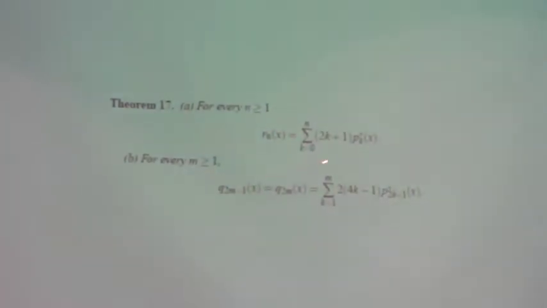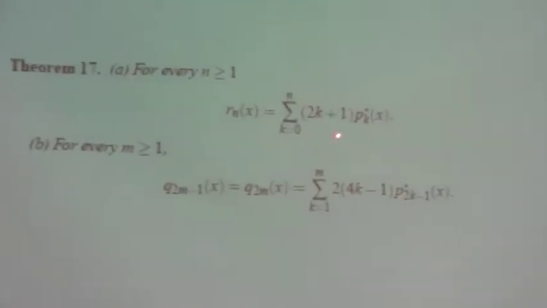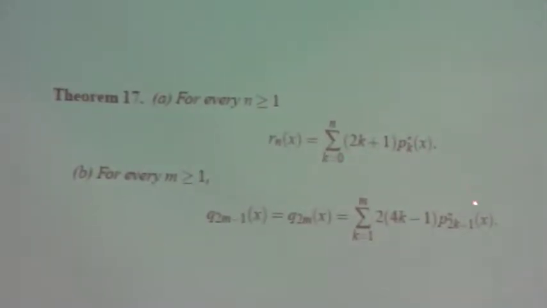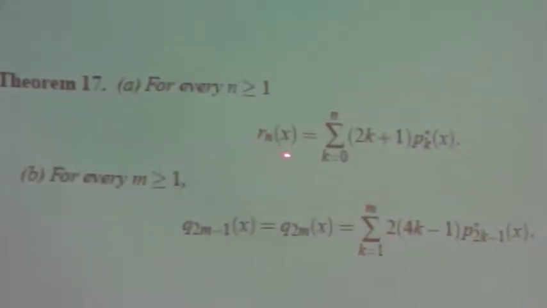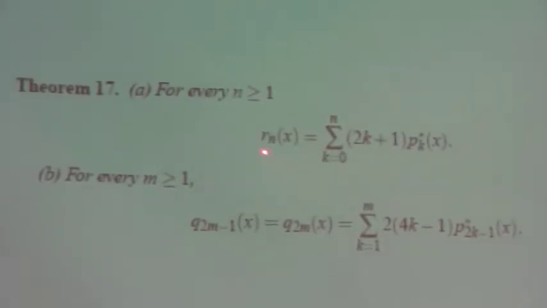So here's the next theorem. Our mysterious polynomials Rn and Qn can be expressed really simply and beautifully in terms of the shifted Legendre polynomials. Right? So here it is. Rn of x is the sum, k going from 0 to n, of 2k plus 1 times pk star of x. Right? So R1 is 3p1 star plus p0 star. R2 is 5p2 star plus 3p1 star plus p0 star, etc. That's the expression for the r's, and then there's a similar expression for the q's.